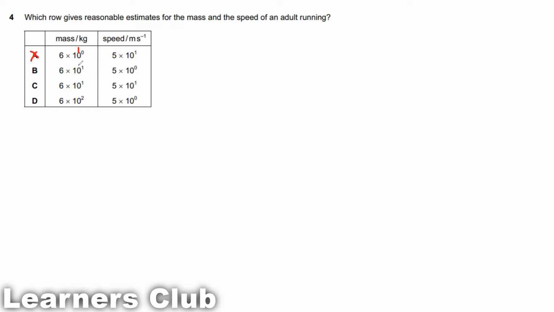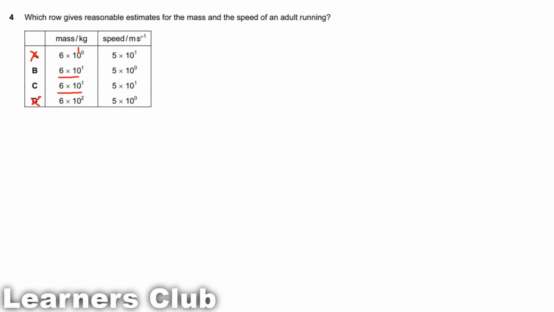10 to the power 1 is 10. So 6 into 10 is 60. That could be the average mass of an adult. So this could be the answer, any one of them. 6 into 10 to the power 2. 10 to the power 2 means 100. So 6 into 100, 600. So that's not a possible mass of an adult. So now we have filtered our answer to B or C. Now we have to cancel one out.